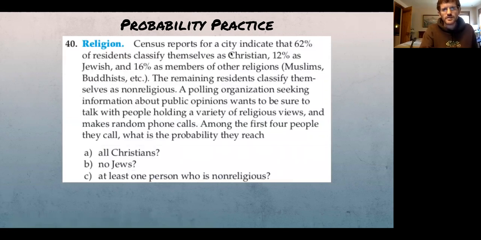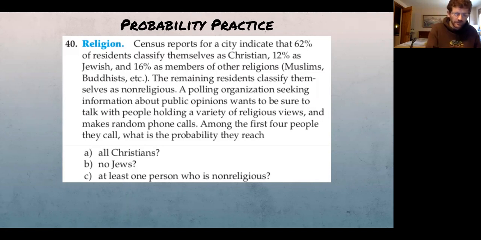Census reports for a city indicate that 62% of residents classify themselves as Christian, 12% as Jewish, 16% as members of other religions. The remaining residents classify themselves as non-religious. Polling organizations seeking information about public opinions want to be sure to talk with people holding a variety of religious views and make random phone calls. Among the 4 people they call, what is the probability that they reach: all Christians, no Jews, at least one person who is non-religious.